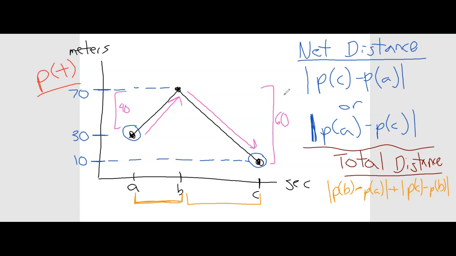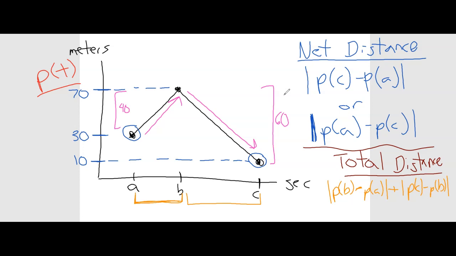And of course, if the particle changed directions again and we had a third section, I could just find the difference between those y values and continue to add it to the distances the particle travels on the other intervals.